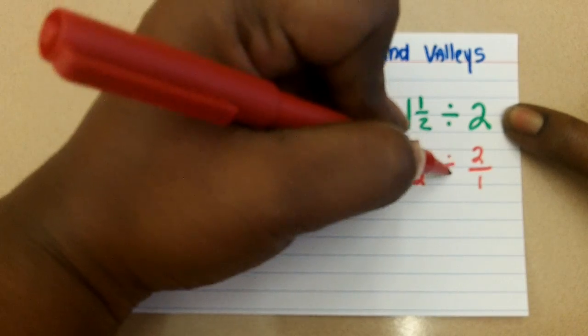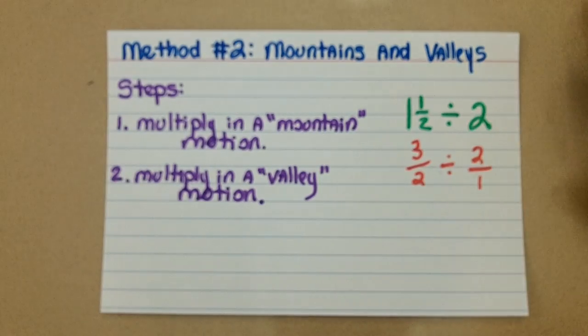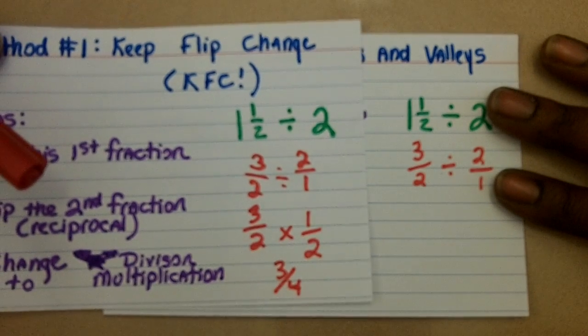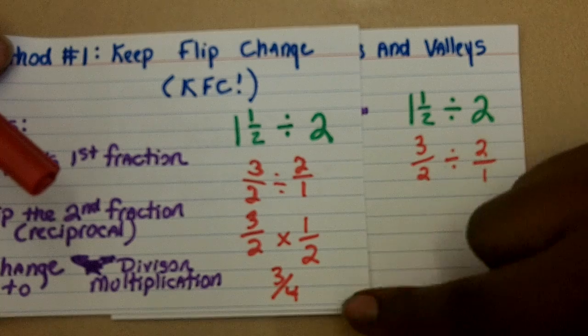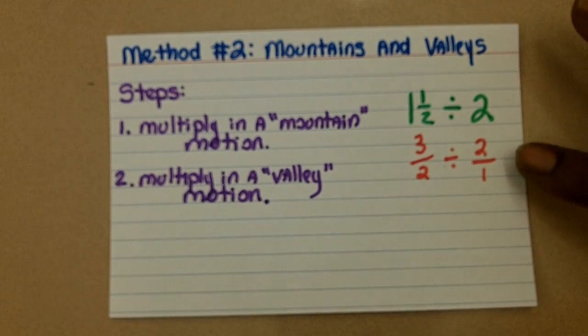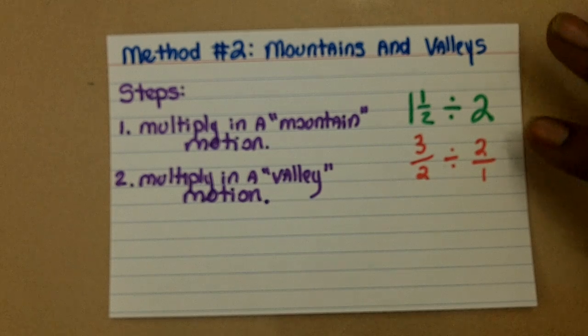And that was division. Now, if you notice, this is the exact same problem as we had on the previous card. So we already know what the correct answer should be. It should be 3/4, but let me show you how to get the answer 3/4 using mountains and valleys.